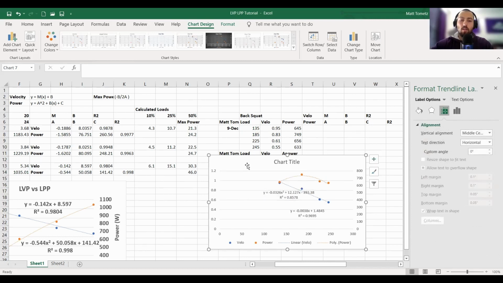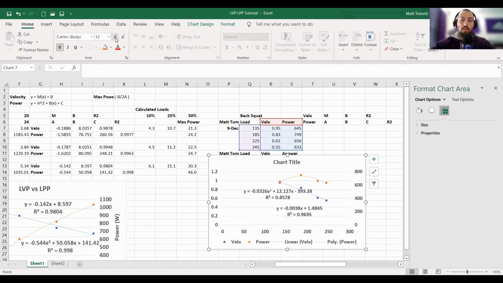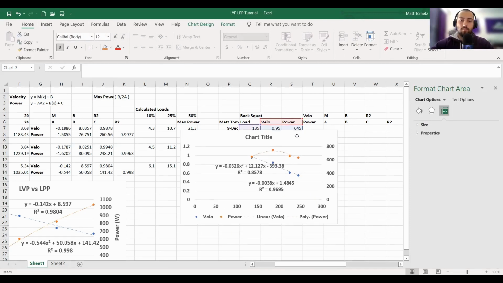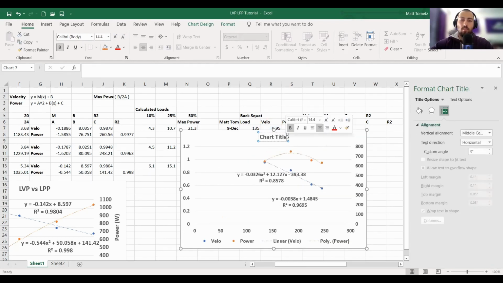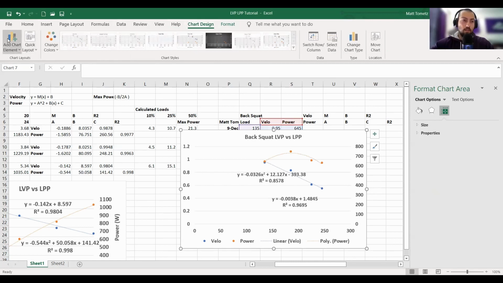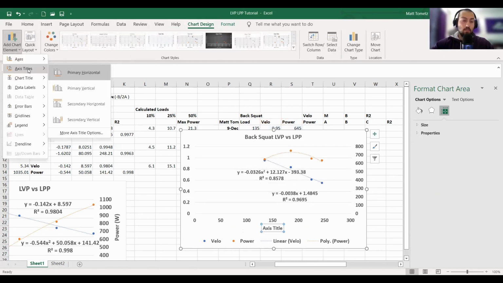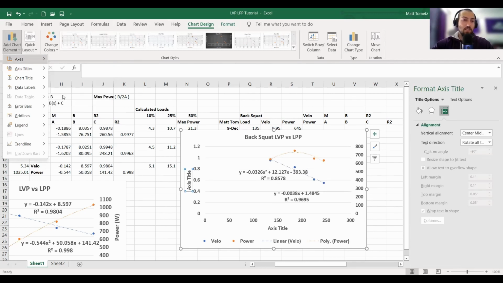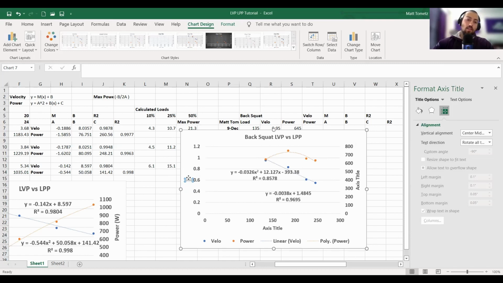I'll just move these over. Make everything bold, make everything bigger, a little bit too big actually. Change my chart title. Let's say back squat LVP versus LPP, load velocity profile versus load power profile. Chart design, chart element, insert primary vertical title, primary horizontal, primary vertical, and secondary vertical. So my primary vertical is velocity, meters per second. My secondary vertical is power in watts. My x-axis is load, and this is pounds now, load LB. And I can just clean this up.